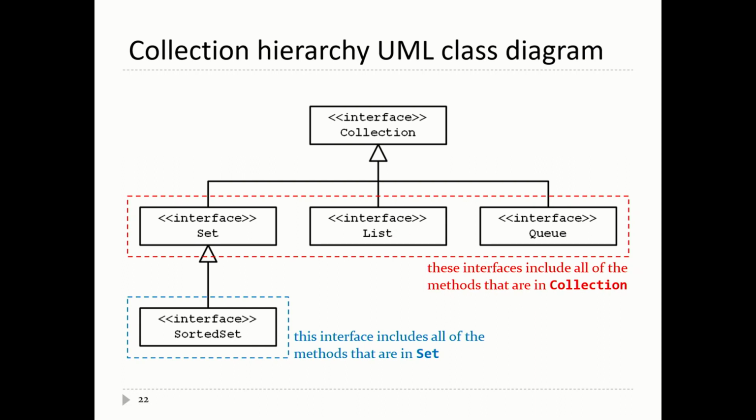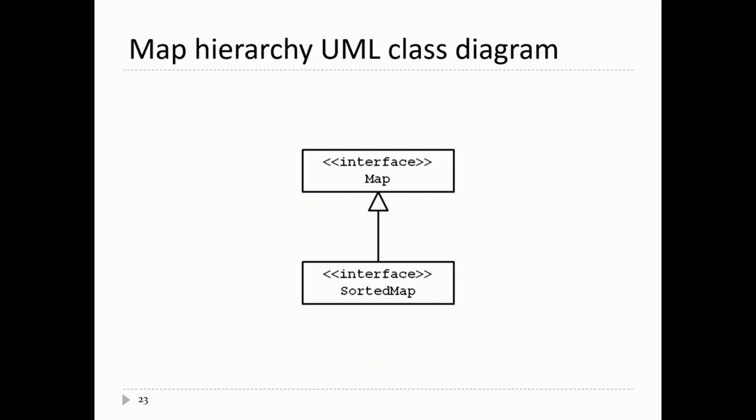Array list and linked list both implement the list interface. So the maps are separate from the other collections. I'll show you why in a second. The map forms its own interface, and then there's also a sorted map that's a sub-interface of map. Sorted map is the interface that tree map implements, and map is the interface that hash map implements.